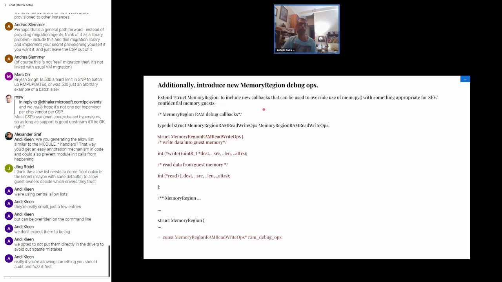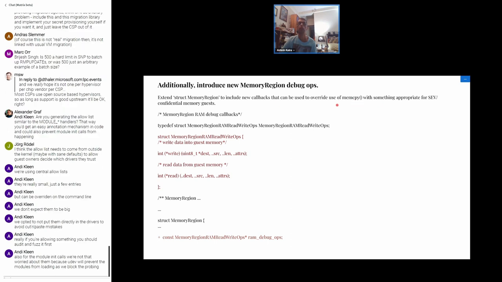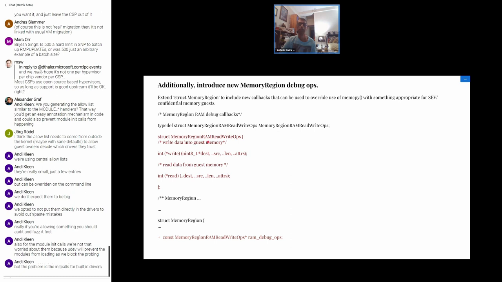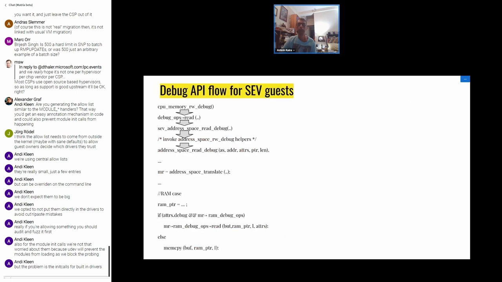On top of this, the QEMU memory region itself needs to be overloaded, because it currently uses a memcpy from the HVA, which I talked about earlier, to do the guest memory reads and writes. So there is a new structure added, MemoryRegionRAMReadWriteOps, which basically has just two callbacks, and the memory region now points to this structure as its RAM debug ops. So this is the change from the memory region side of things.